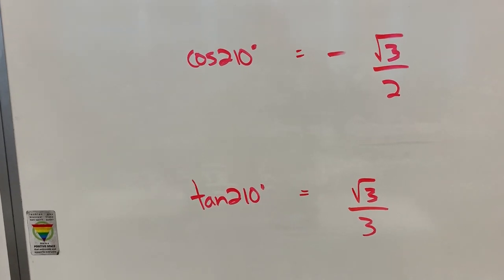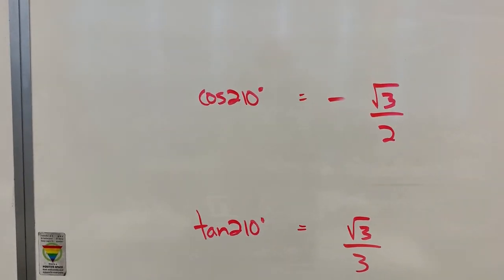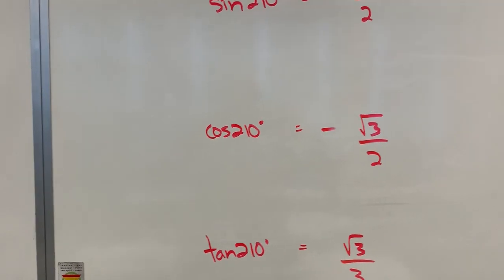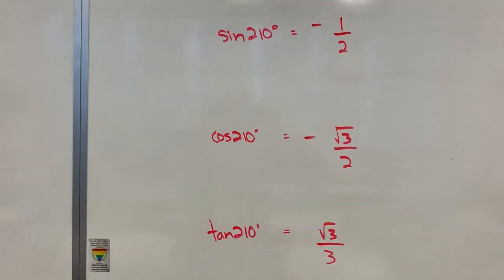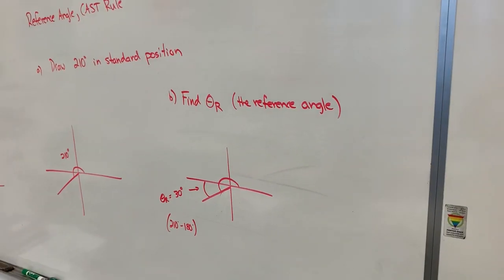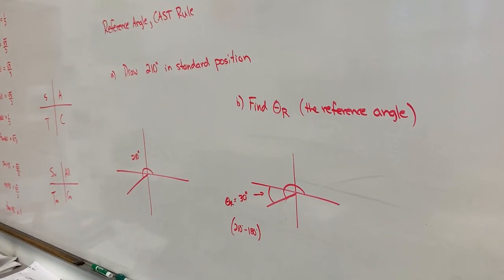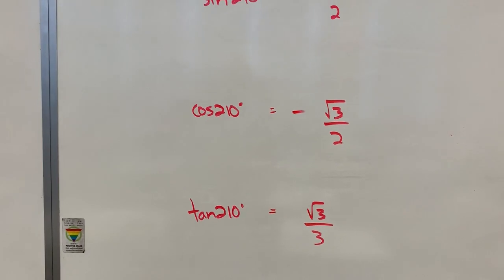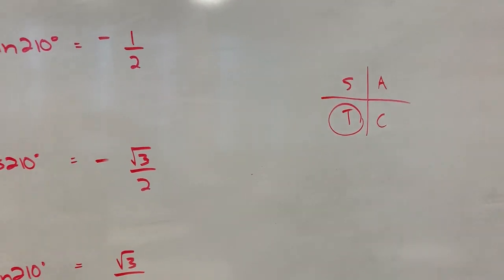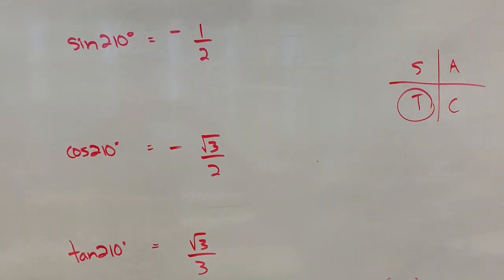So you still can do sine, cos, and tan of any angle. Doesn't have to be an angle that fits into a right triangle, as long as you can find out its reference angle, what quadrant does it end up in, how does that CAST rule work, what's positive, what's negative. So in this particular quadrant, only tan is positive, the other two get to be negative.